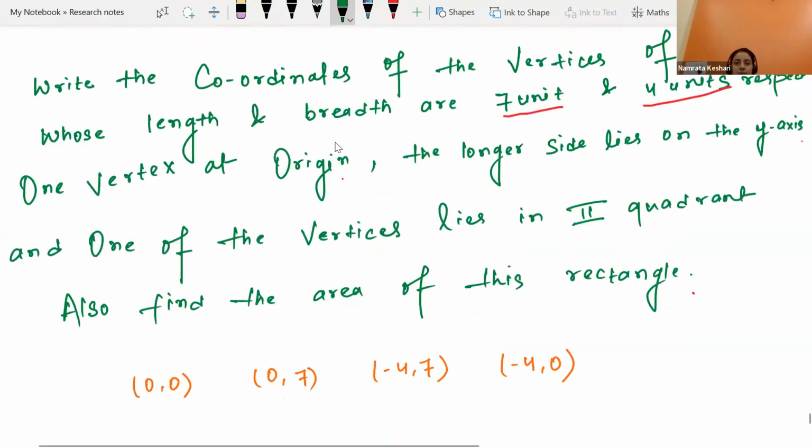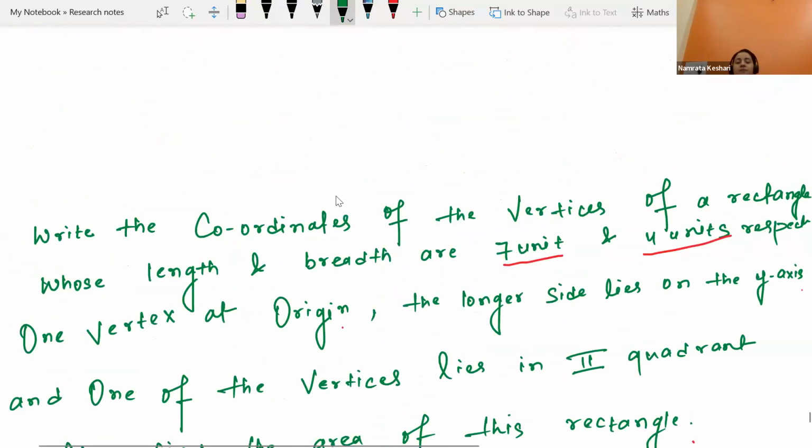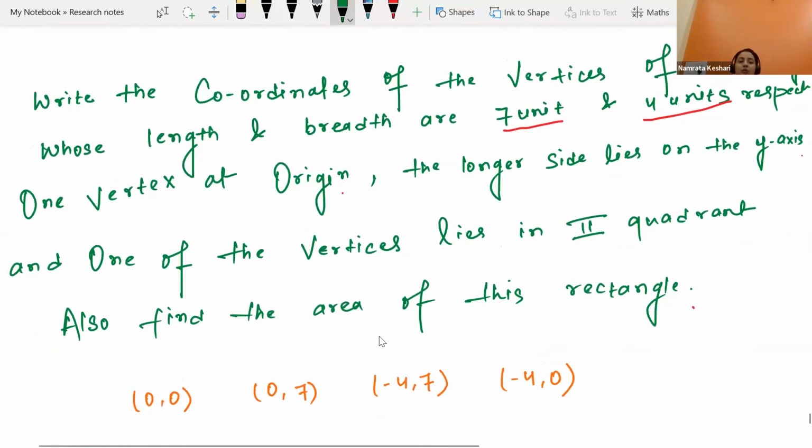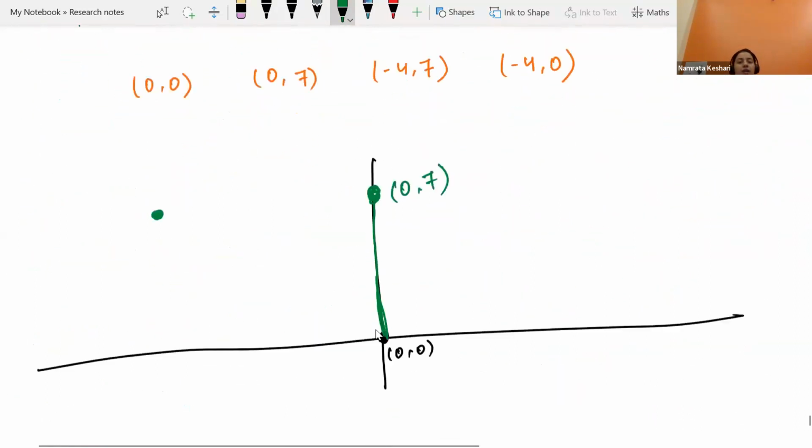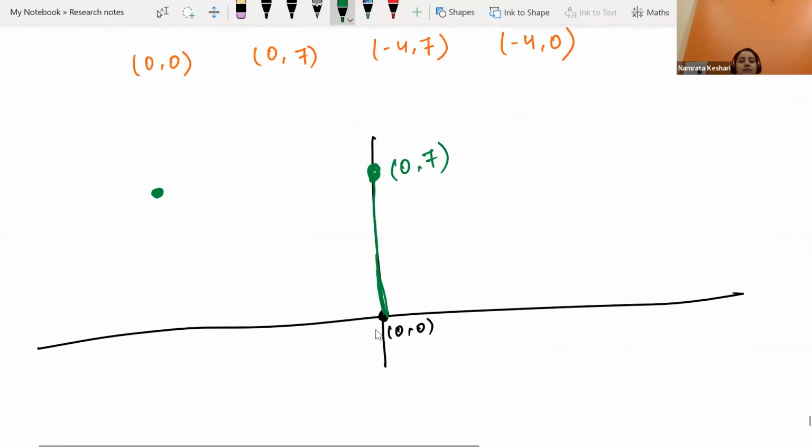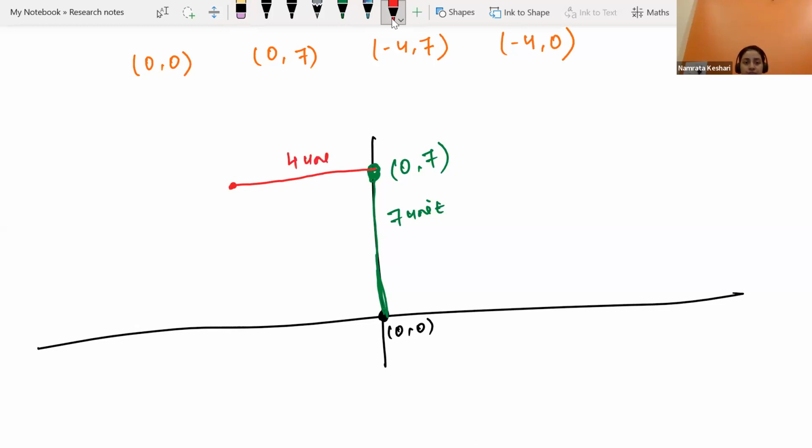Let's read it first. One vertex at origin. The longer side lies on the y-axis. One of the vertices lies in the second quadrant. This much information is here. The length of this rectangle is 7 units. And the breadth will come out smaller, which will be 4 units. Basically, this is how our rectangle will look. This is breadth which is 4 units and length will be 7 units.